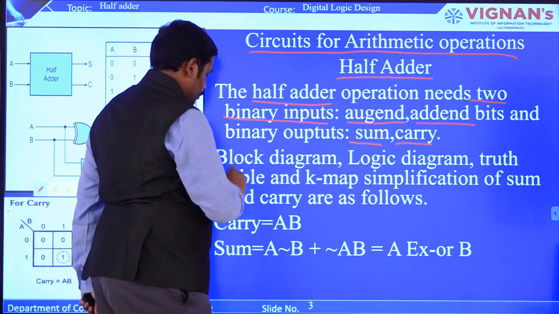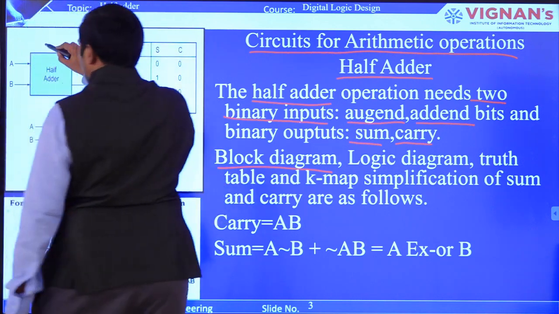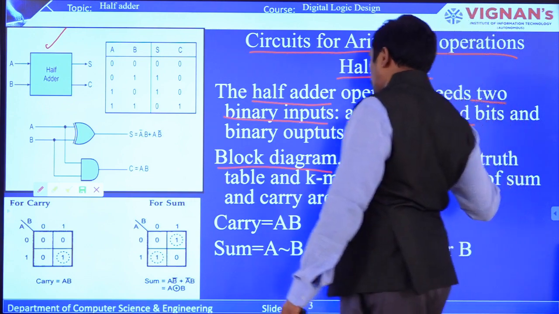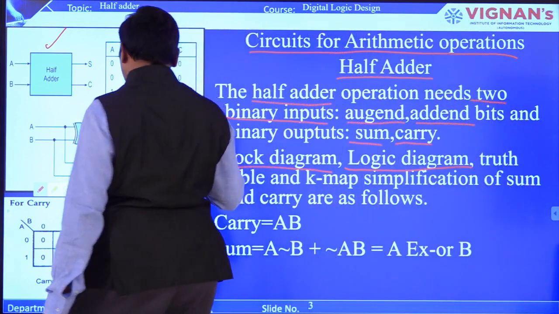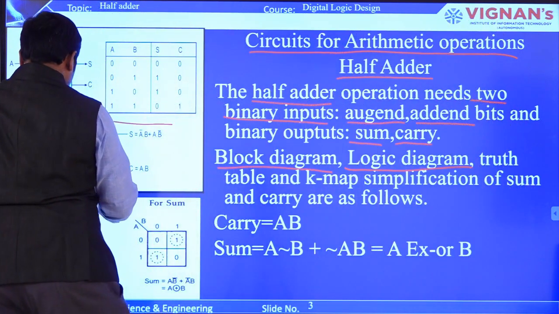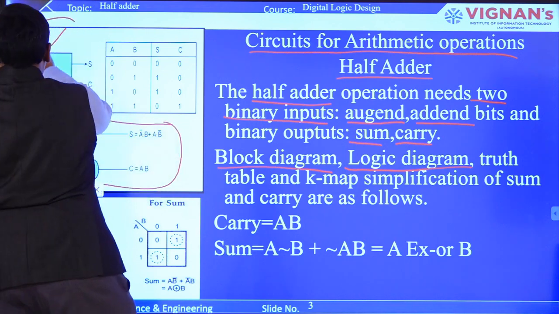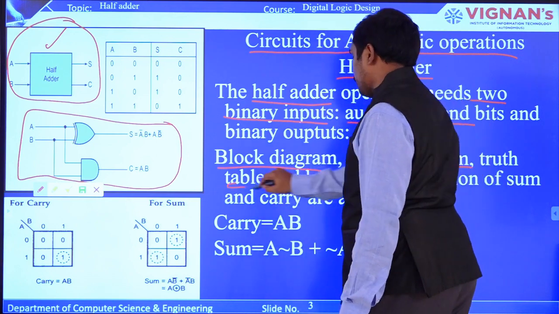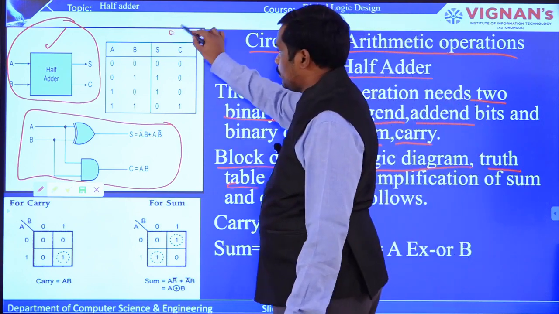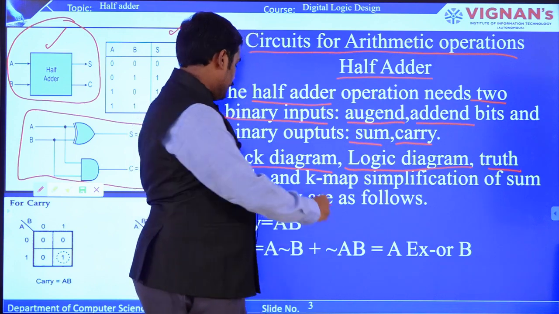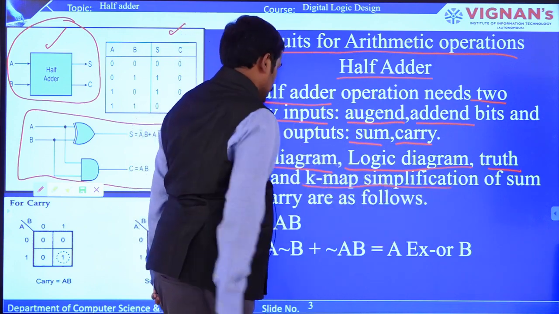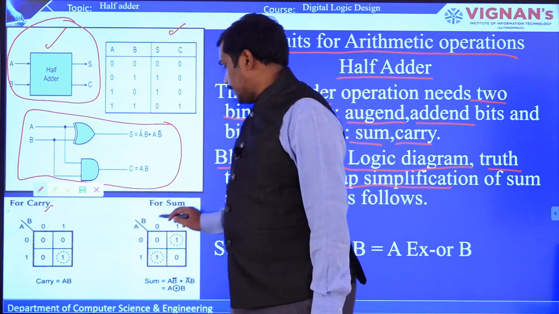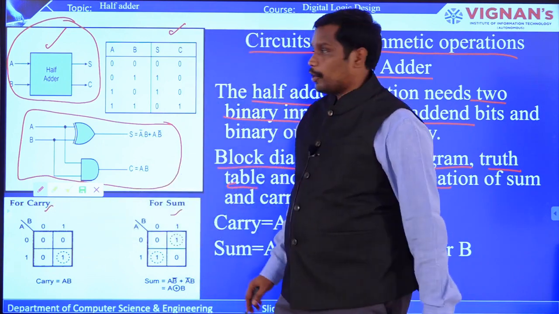We'll see the block diagram as well as the truth table and all that. This is the block diagram, and then you can see the logic diagram. Then you can see the truth table, and finally the K-map simplification for sum and carry. We are going to have a Karnaugh map because there are two inputs.